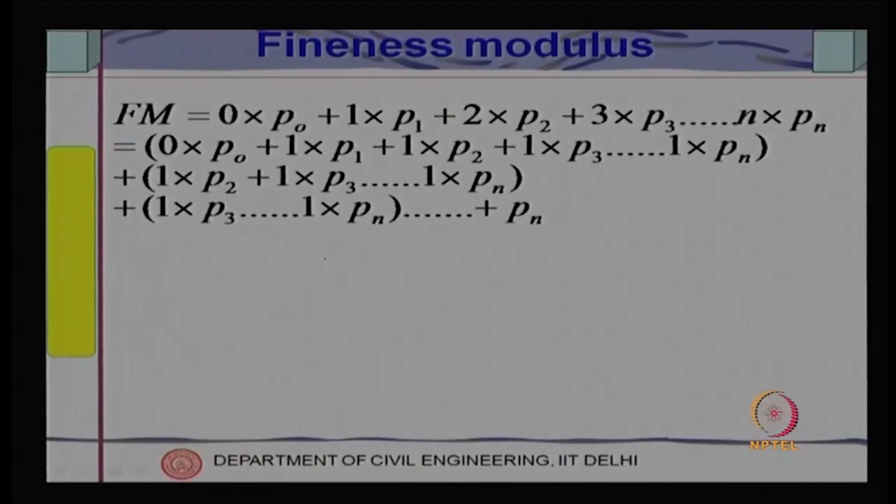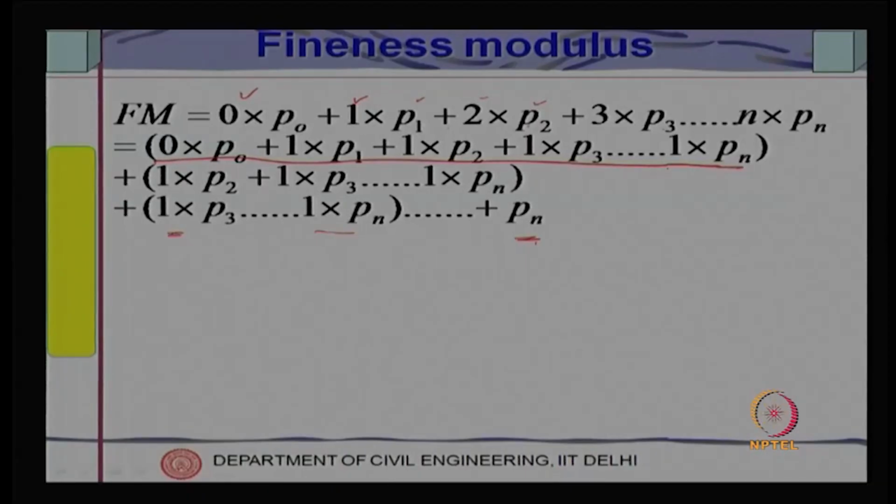For mixed particles, there are some particles in 75 micron. So, for cumulative, we can write it like this: 1 P 1, 2 P 2, these are the proportions, and n P n. Now, if I break it up, I can write 0 P 0 plus 1 P 1 plus 1 P 2, 1 P 3, etc. The second term would be 1 P 2, because there is a 2 here, and the rest, all this 0, does not matter, this is only 1. This appears twice, so I can write 1 P 2 plus 1 P 3, etc. And the next series will start from 1 into P 3 to 1 into P n, and the last term will be P n.